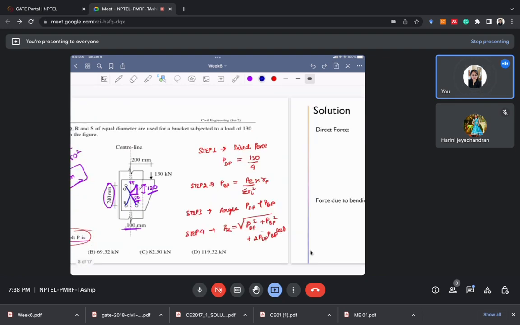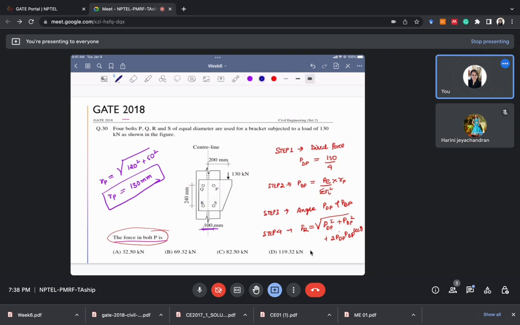Okay, so let's draw it clearly. So this is the CG, this is the R value, this is the PDP direct force, and what will be the direction of PBP? The value of force due to bending moment will be perpendicular to the line joining CG and the bolt, so it will be here. So what angle do we need to calculate? We need to calculate this angle theta.